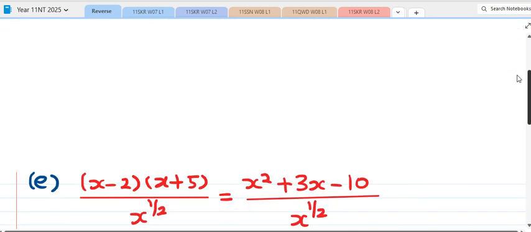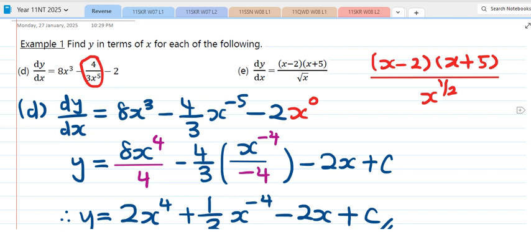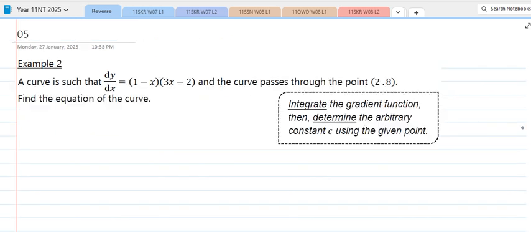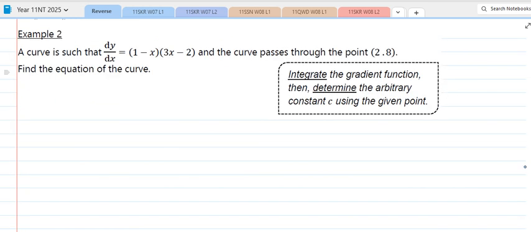Alright, now one of the applications that we can do with integration is when you encounter this kind of question. Because sometimes it requires you to integrate because you will be given a gradient function like this. If we integrate it, it will be y. Okay, y is a general subject for any equation of the curve. So for this question, we are going to find the equation of the curve with the subject y.